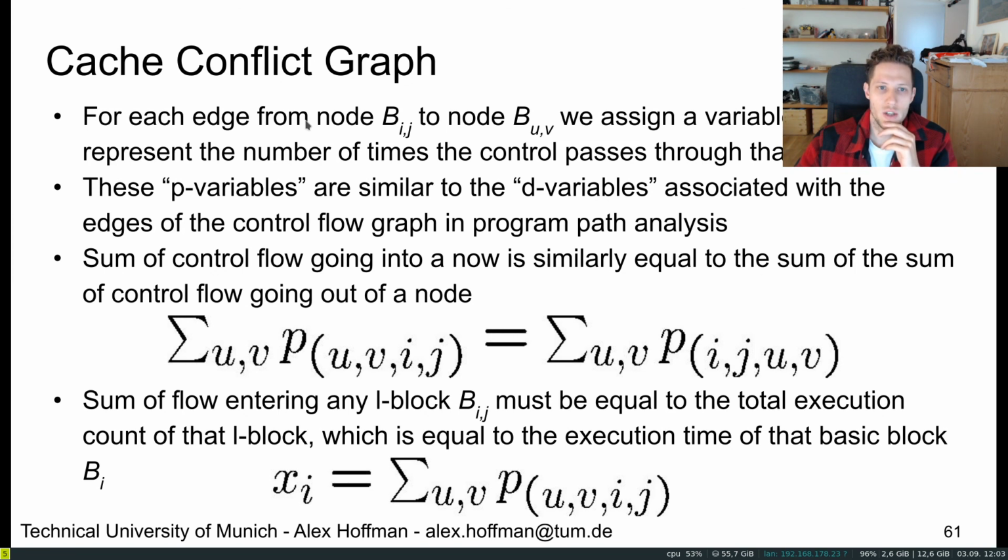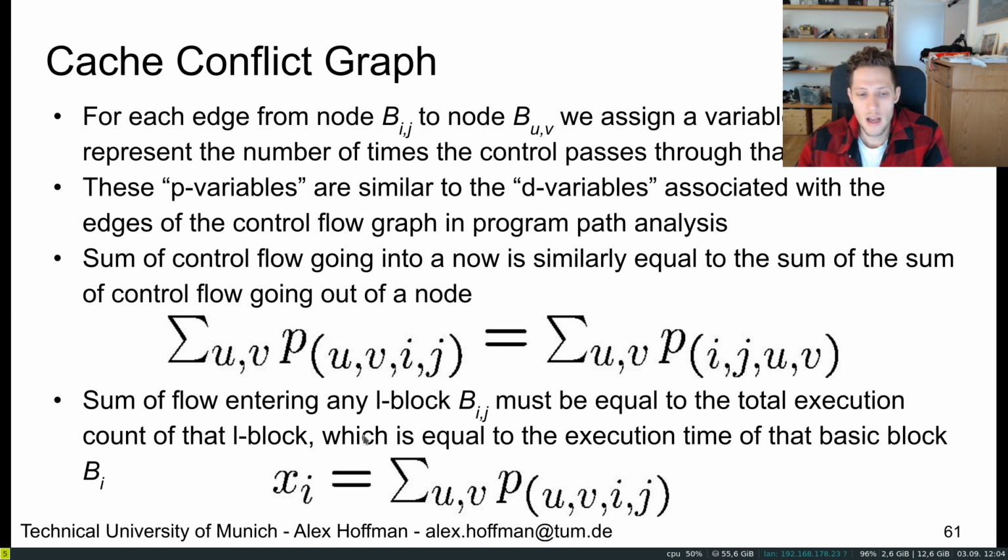Each of these edges gets assigned a variable p, which represents the number of times the control passes through that edge in the cache conflict graph. And so we can also say, similarly to before, that the sum of the control flow going into an L block on the cache conflict graph has to be the same as the flow going out of it. And this hopefully should just make logical sense to you. Because we know this relationship, we can then derive similar constraints to what we saw before in our control flow graphs, using now the flow in our cache conflict graphs to come up with a new set of constraints for our linear programming problem.